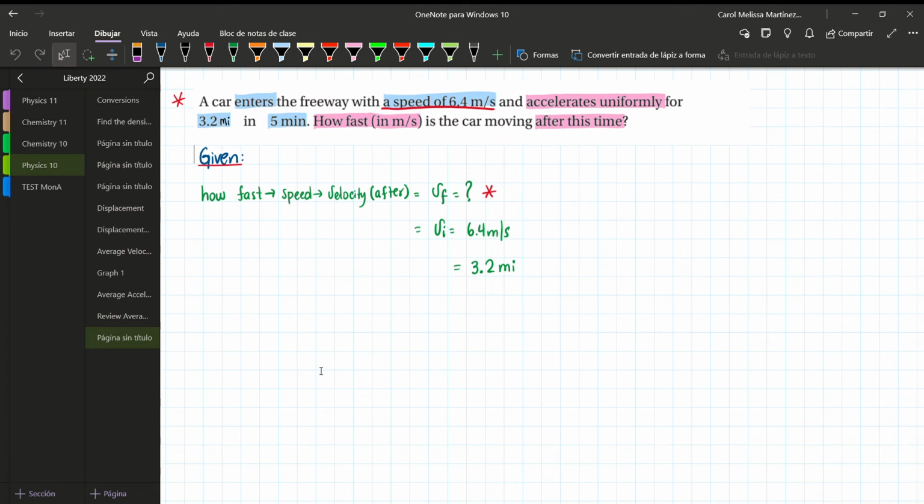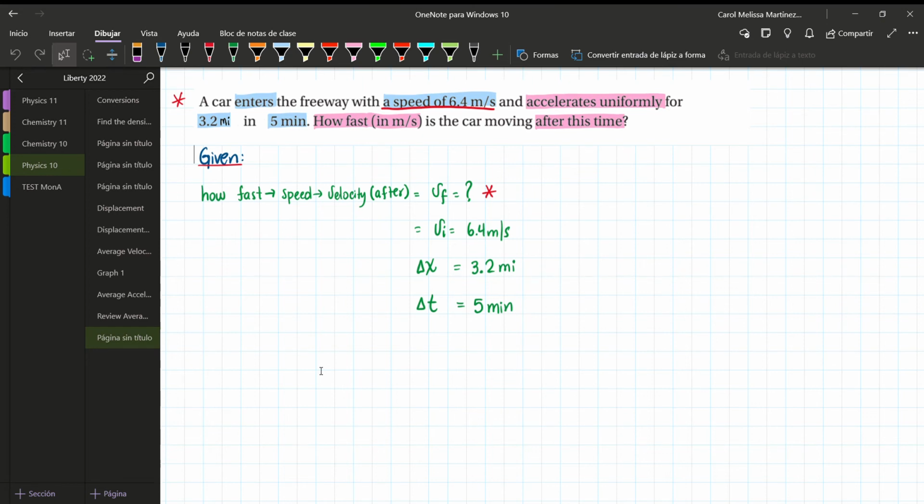Miles is a unit for distance, which is also going to be known as displacement. Here I know my displacement. I'm not going to look for displacement. Then it says 5 minutes. What are the 5 minutes? 5 minutes are a unit of time, so delta t is going to be 5 minutes.